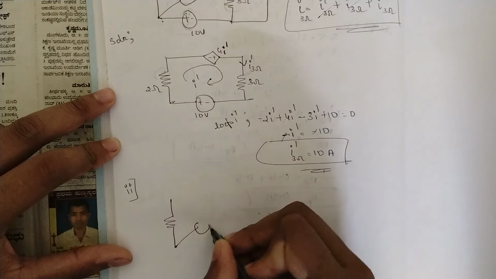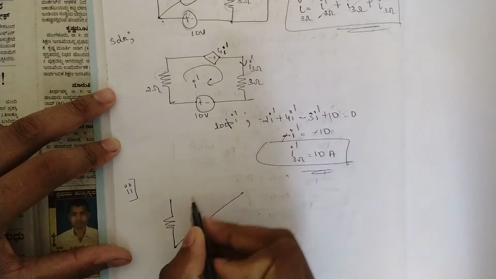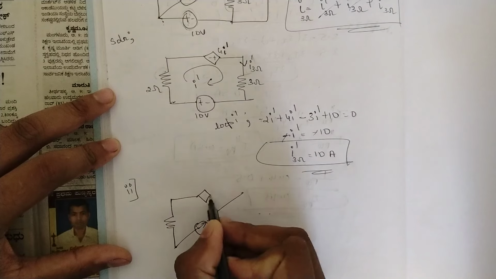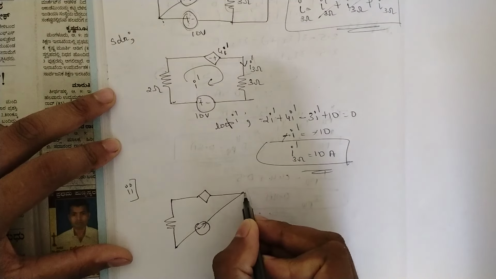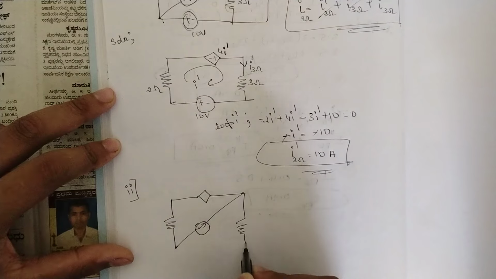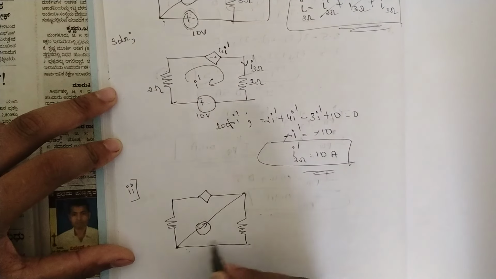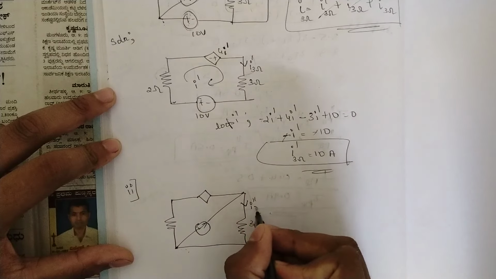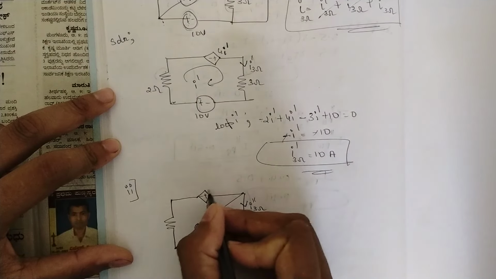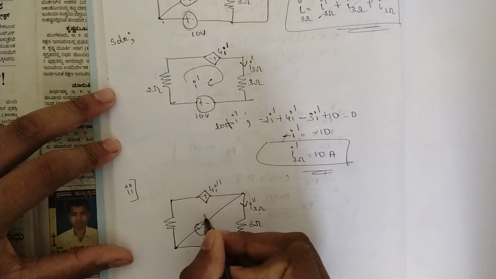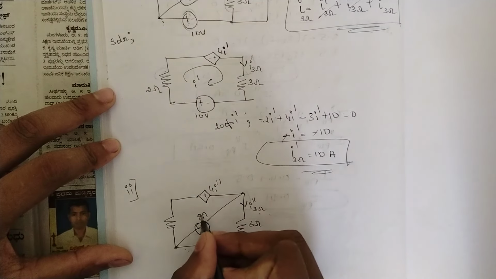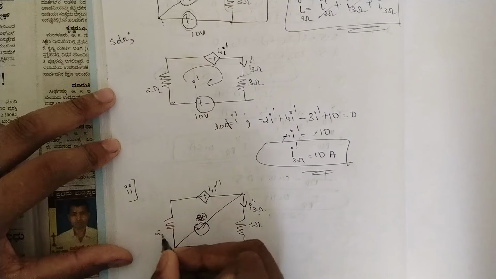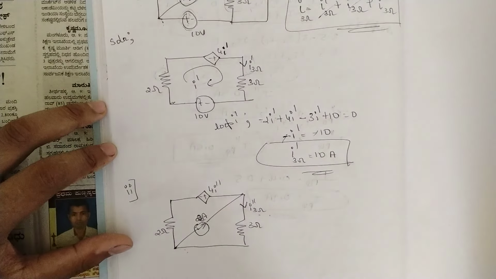I've kept this 2 ampere source as it is, this dependent source as it is, the 3 ohm, and this voltage source I've made short circuit here. Okay, you can observe here, and this current is now I double dash of 3 ohm, minus plus 4 I double dash. This is 2 ampere, and this is 2 ohm. Okay, hope this is clear.